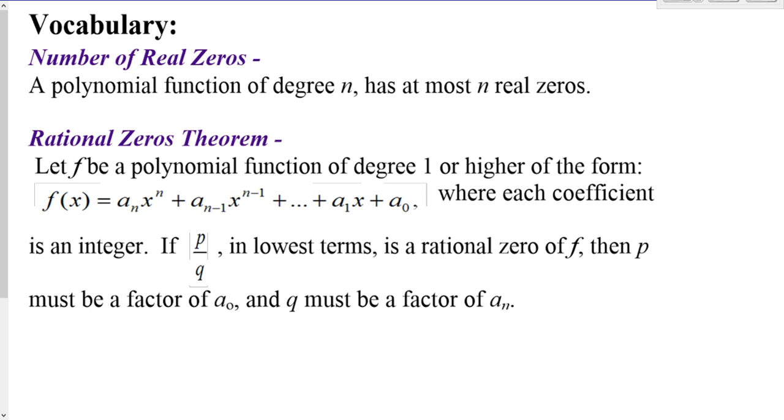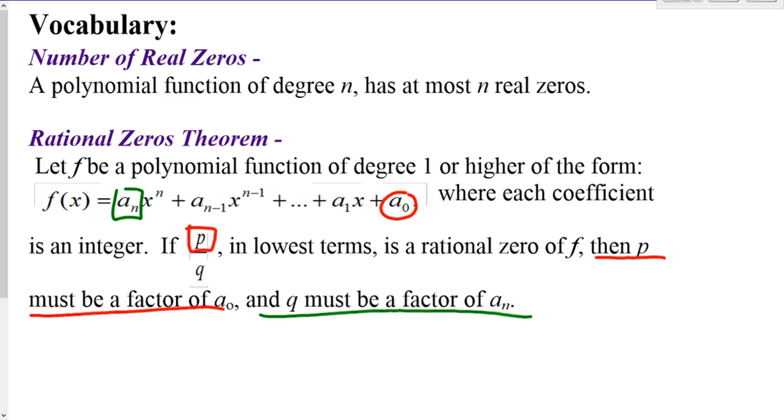So notice that p is coming from a_0, that's our numerator, and our denominator, q, is a factor of a_n, our leading coefficient of our power function. Okay, so that can help us get a long list of possible factors, but it can help us generate possible solutions if we know and look at a graph here. So let's see how we can use this.